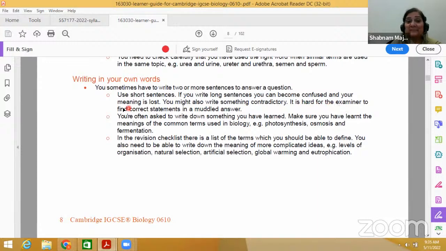It is hard for the examiner to find correct statements in a muddled answer. It's just like you make khichdi. Khichdi is meant for when your stomach is upset, your mom makes khichdi. I hope you understand. It's soft, very soft.